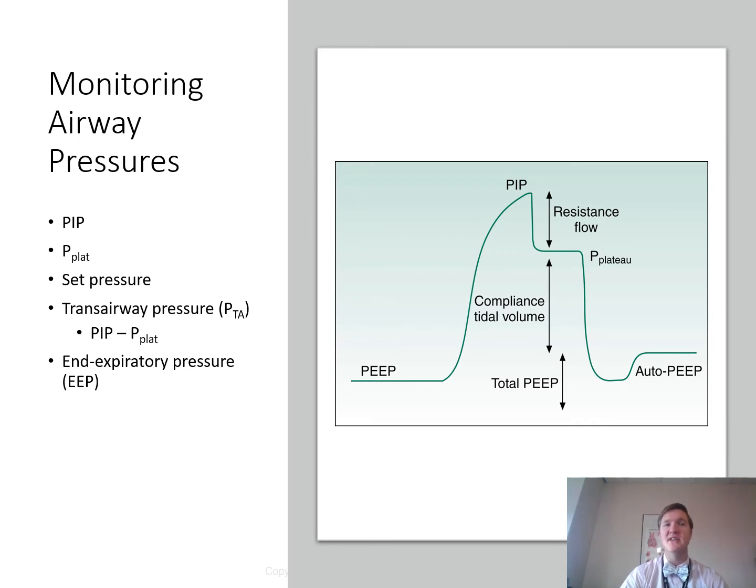All right, let's look at monitoring airway pressures. So monitoring airway pressures, here we're looking at PIP, plateau, our set pressure or trans airway pressure, and our end expiratory pressure, some people call it PEEP, or our baseline, right? It could be positive end expiratory pressure, it could be NEEP or negative end expiratory pressure. It could be ZEEP, especially there's APRV strategies that use ZEEP or zero end expiratory pressures.